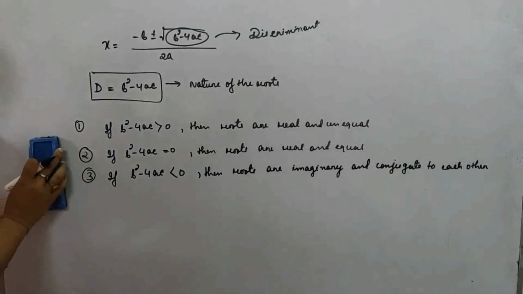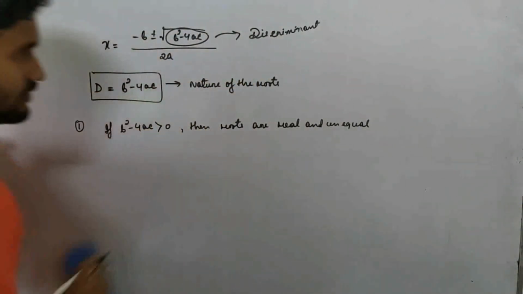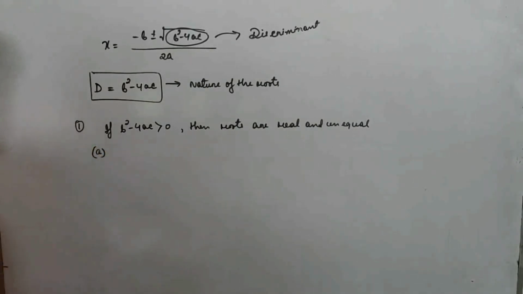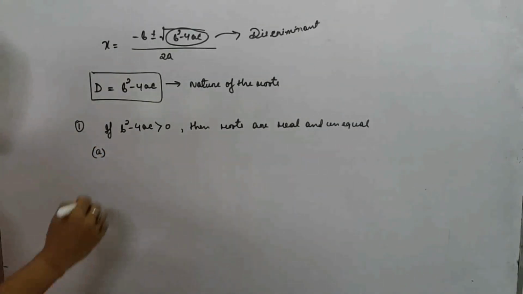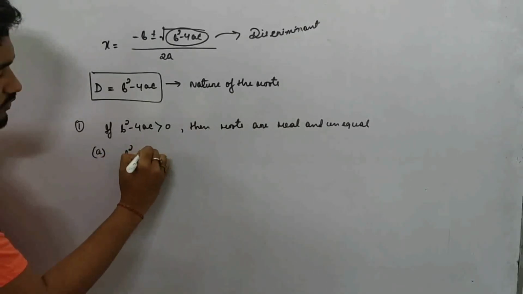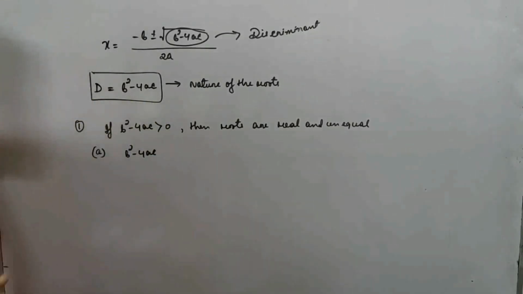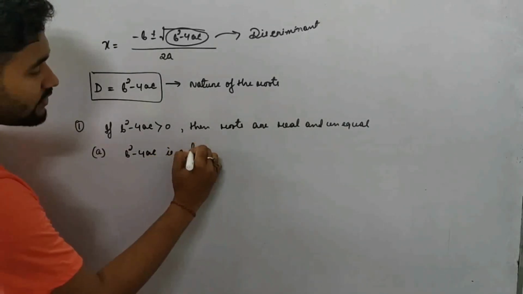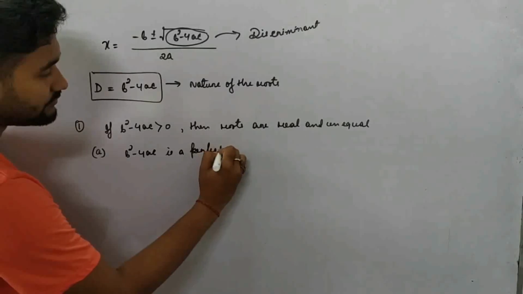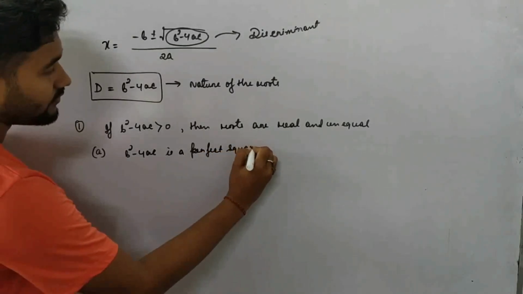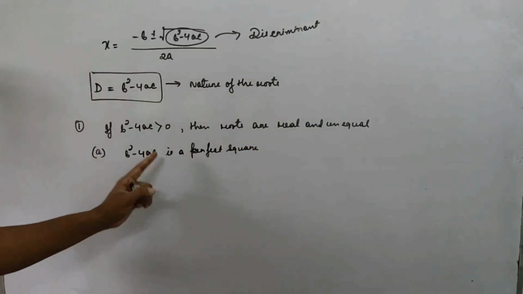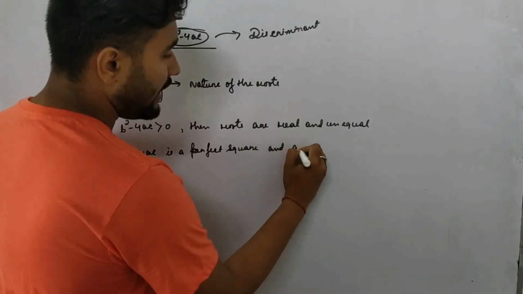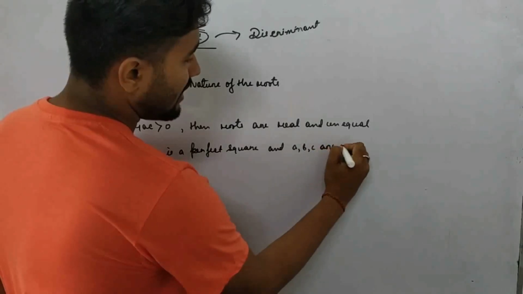Now the sub conditions. Say there are two sub conditions. Say after one, you can write A. So what is the sub condition? If this b square minus 4ac has to be greater than 0 only, but it is a perfect square. If b square minus 4ac is a perfect square, and you have to say that a, b, c are rational numbers. It's a perfect square, and a comma b comma c are rational.